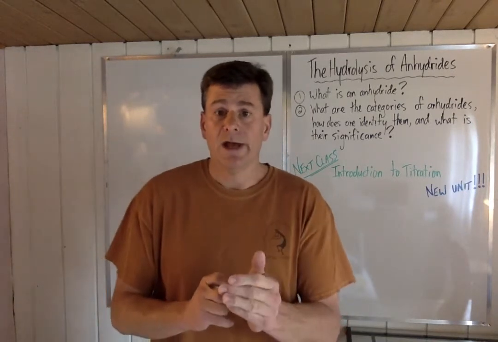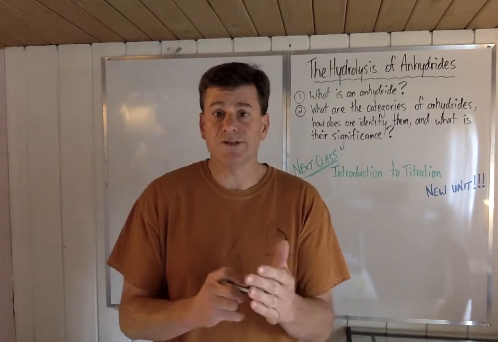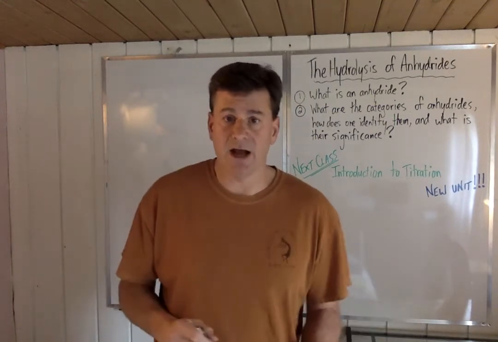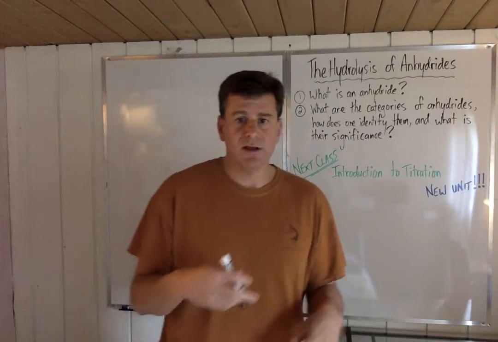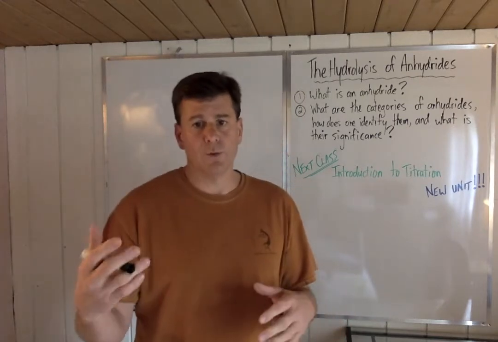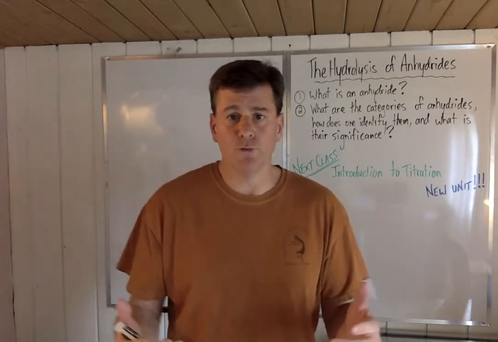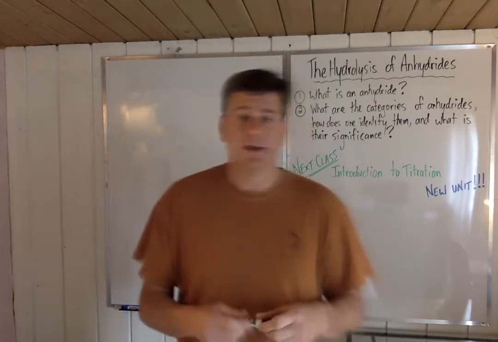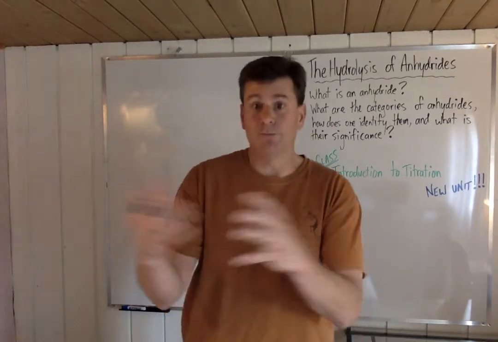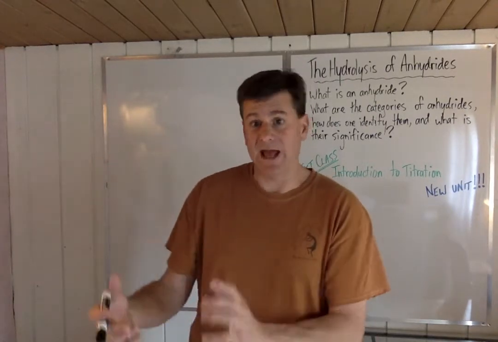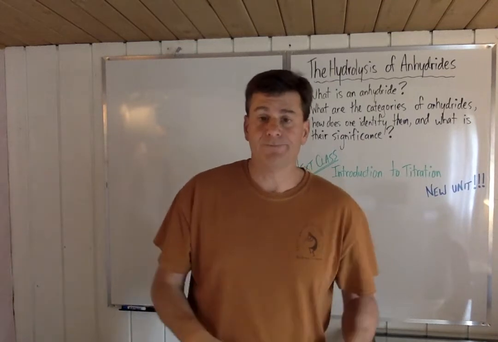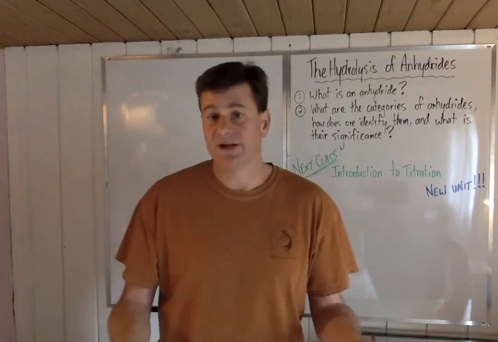Okay, so first thing, what is an anhydride? An anhydride, by definition, means without water, so the removal of water from something. So if something has water and you remove water from it, it ends up being an anhydride. Okay, so let me give you an example.